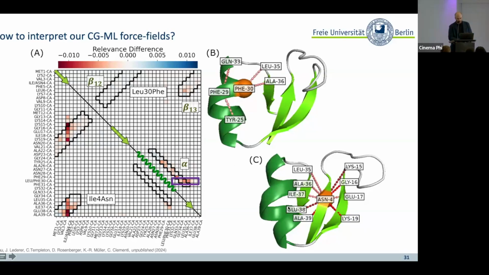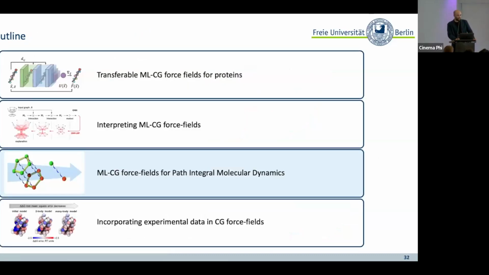The same if we look at this isoleucine to asparagine mutation. So we are mutating something that is hydrophobic with something that is hydrophilic. And in this case, we expect, again, a destabilization of the entire beta region. And as you can see, this is again exactly what we get from the relevance point of view. So this really indicates that our model is learning the correct physics that we would expect from our system.